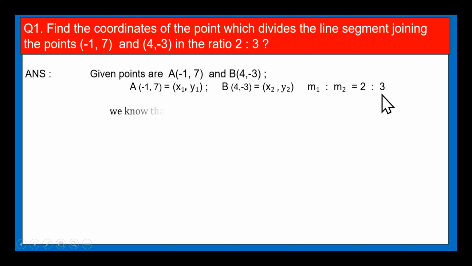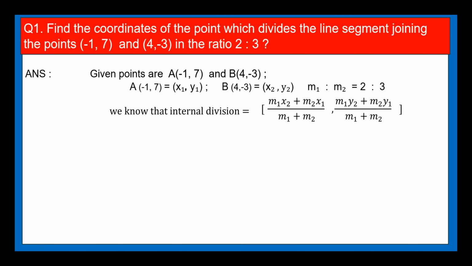Now, what is the formula to find internal division? The formula is ((m1 x2 + m2 x1) / (m1 + m2), (m1 y2 + m2 y1) / (m1 + m2)). You see, we know that the internal division formula is (m1 x2 + m2 x1) / (m1 + m2), (m1 y2 + m2 y1) / (m1 + m2). We have all these values here. We know x1, y1, we know x2, y2, and also we know the values of m1 and m2.